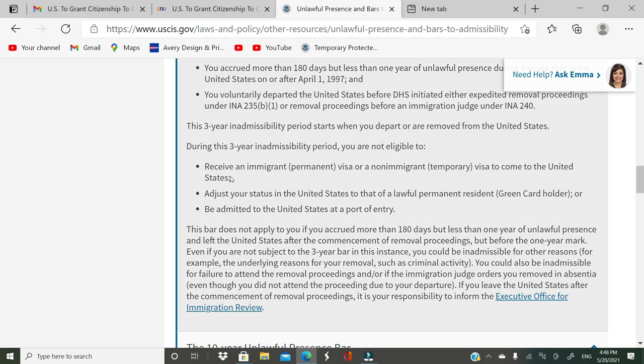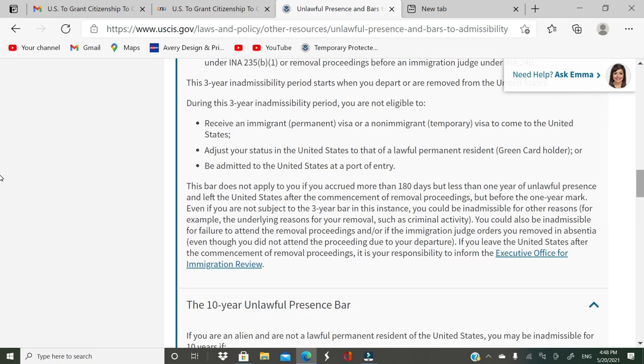During that period of time, you're not going to be eligible to receive an immigrant permanent visa or a non-immigrant temporary visa to come to the US. If you're outside, you cannot adjust status. If you're inside, to become a lawful permanent resident, you cannot be admitted to the United States at a port of entry. You cannot.